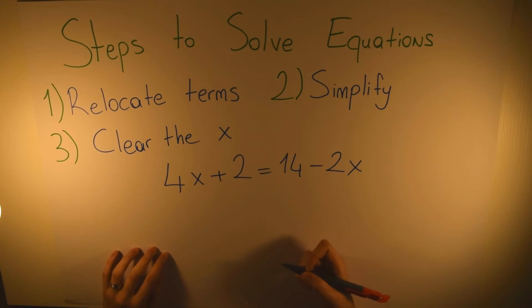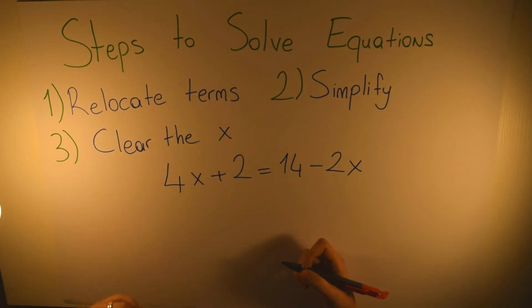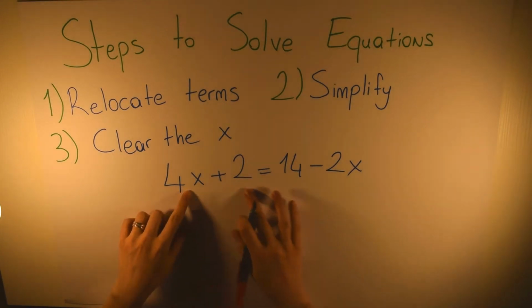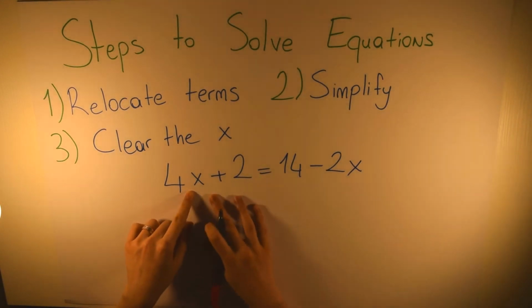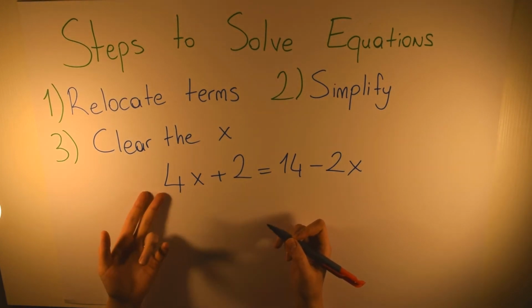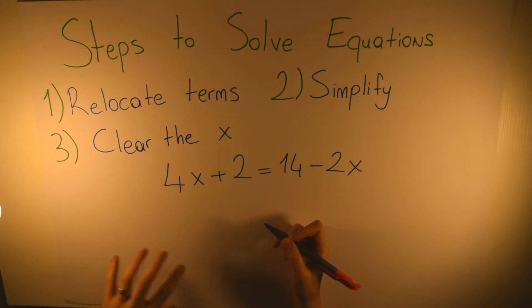So first step, to relocate terms. It means you group the terms with the unknown on one side of the equality and the constants on the other side, okay? In this step, it is necessary to group the similar terms. You can never group terms with x and numbers as here, because you can't operate them, right? Because you don't know x here, so how can you operate this? You cannot. So it's important to group the terms with the unknown on one side of the equality and the constants on the other side.